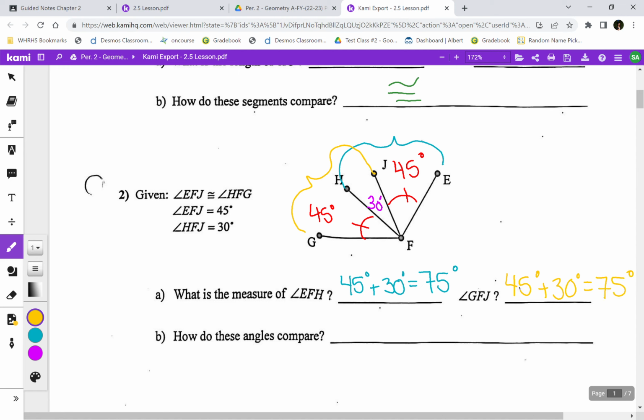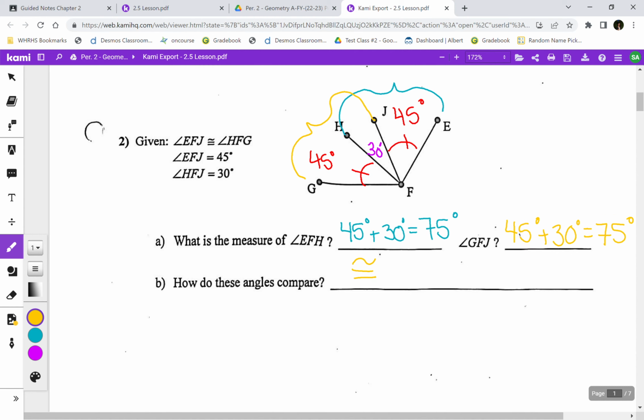How do these angles compare? They are congruent. All right, what do I want you to take away from this? If we have 2 congruent angles and we add the same angle to both of them, the results will still be congruent.